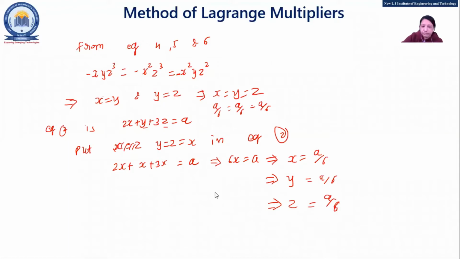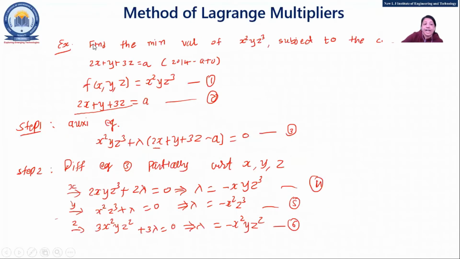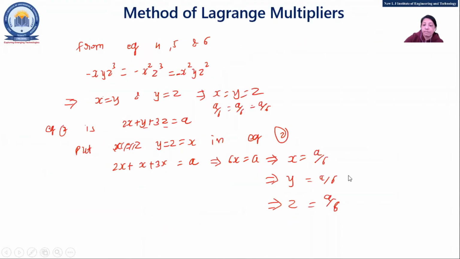Now what is the question? Find the mean value. So when this type of thing is there, your point will be x, y, z, that is a by 6, a by 6 and a by 6. Now if you want to find the minimum value, what is your f of x? Your f of x is x squared y z cubed, from equation 1.